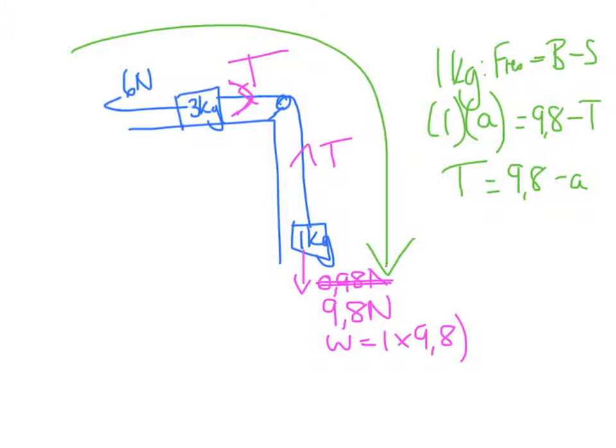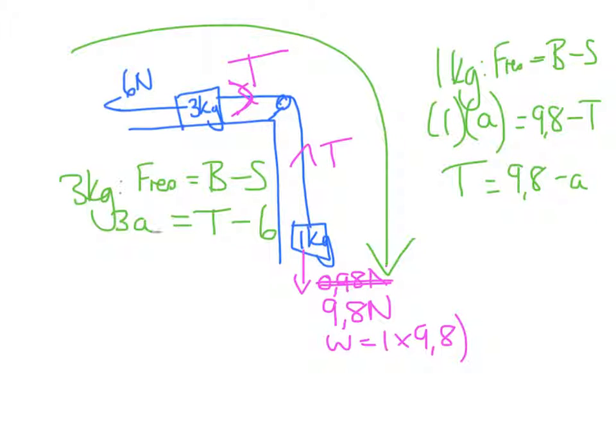Simultaneously, I can say for the 3 kilogram block that force resultant is equal to big minus small. The big force is the tension, the small force is the 6 newtons that's holding it back. Pretend there's no friction here. There might have been friction as well. You would have subtracted that as well. Force resultant is 3 times the acceleration of the system. So T is equal to 3A plus 6.